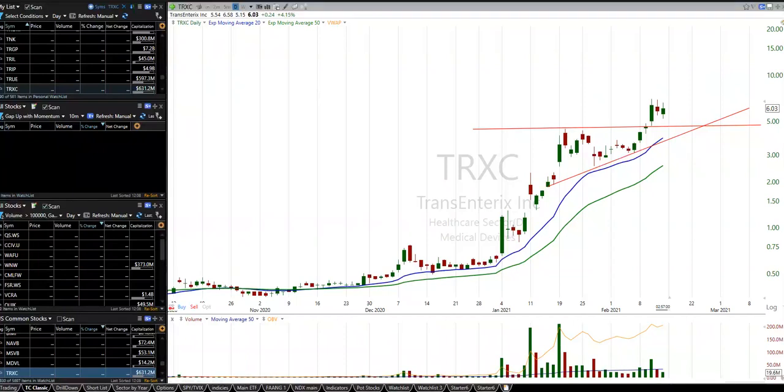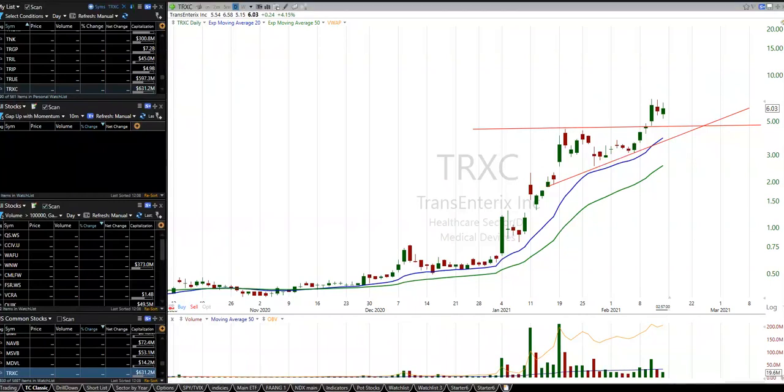I buy every stock I buy. I have no doubts when I buy it. I absolutely have no doubt the stock's going to go up. Convinced. Do they always? No. 30% of the time they don't. 70% of the time they do.